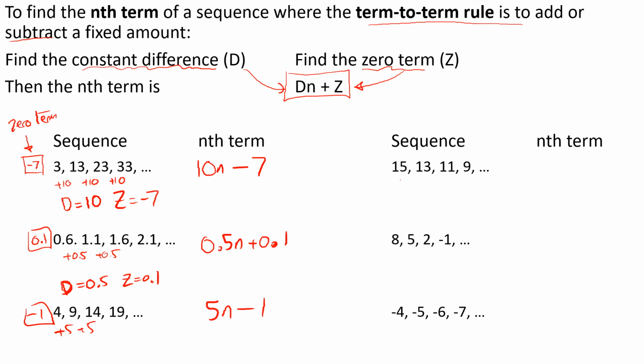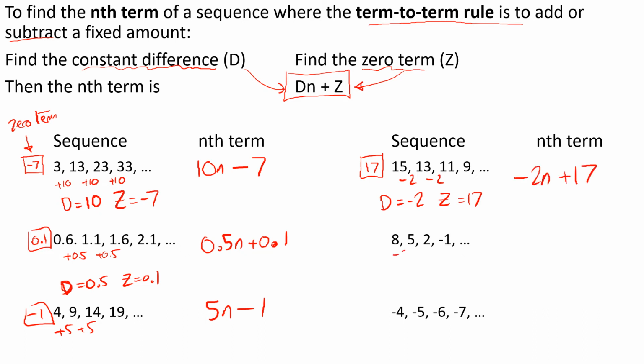Now we obviously don't always have a plus, we could have some minuses as well. So our next sequence is going down in 2s, and our zero term would be 17. Don't be tempted to take away 2 and go back down to 13. It would be going positively if we were going backwards. So d is minus 2, z is 17, this is minus 2n plus 17.